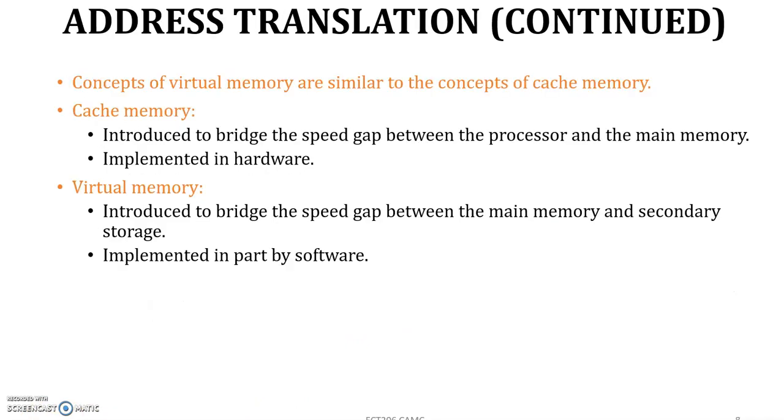The concepts of virtual memory are similar to the concept of cache memory. Cache memory is introduced to bridge the speed gap between the processor and the main memory, and it is implemented in hardware. So we are placing an extra chip, a static RAM, as cache memory. So it's implemented in hardware.